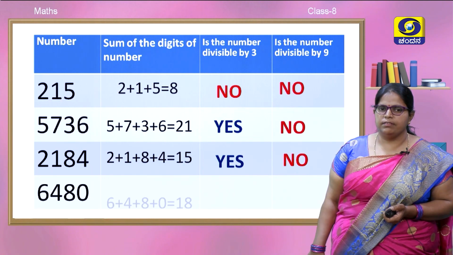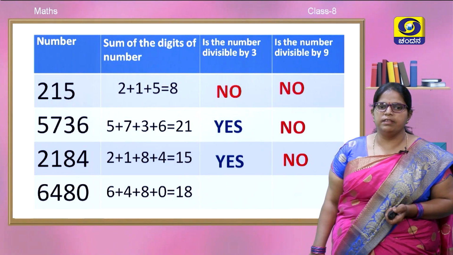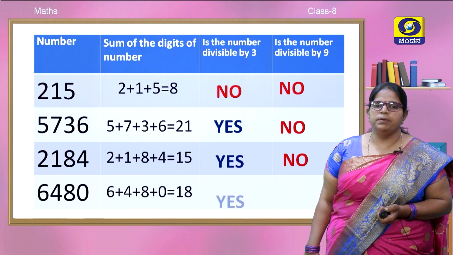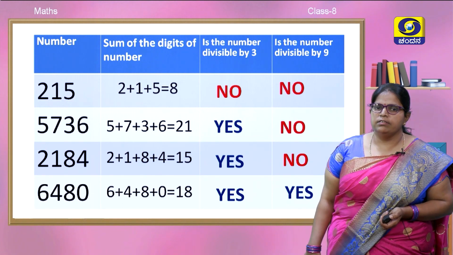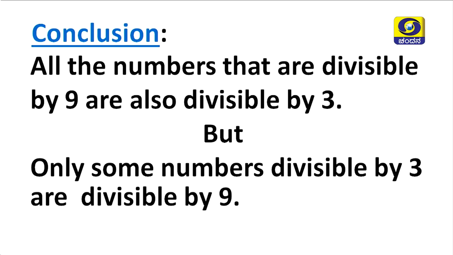Similarly, find the sum of the last number, 6 plus 4 plus 8 plus 0. It is equal to 18. It is divisible by 3 and also divisible by 9, since 18 is a multiple of both 3 and 9. So, from this we can conclude that all the numbers that are divisible by 9 are also divisible by 3, but only some numbers divisible by 3 are divisible by 9.